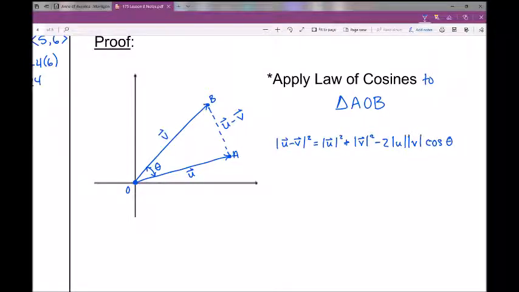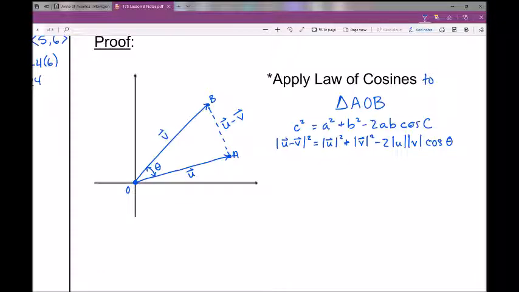Okay, so all we've done again is just plugged in all of this information from our picture into the law of cosines formula. Just as a refresher, that would be c squared is equal to a squared plus b squared minus 2ab cosine c. Okay, so you can see how that matches up. So now let's do some simplifying.